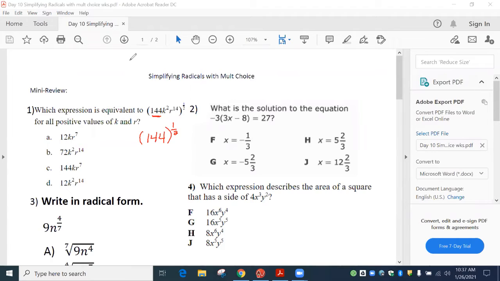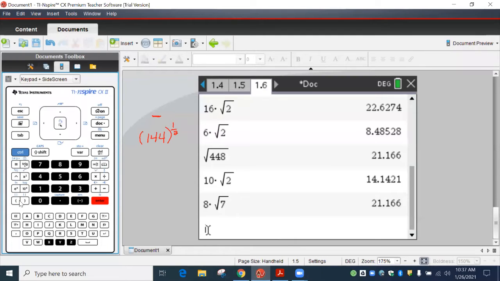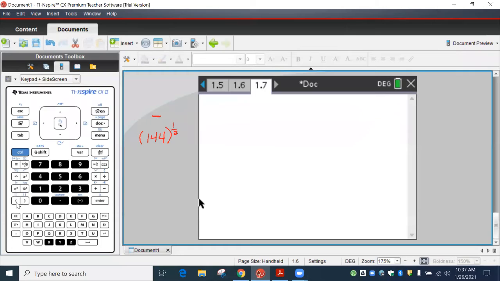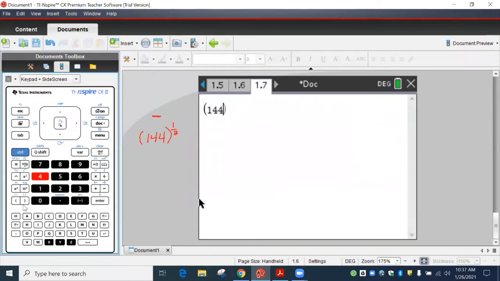So let's go see real quick. We're going to go plug this into our calculator. So we're going to go to our calculator. Now I'm going to start all over. So go to regular calculator. We're going to go parentheses 144, close parentheses, hit your exponent, and then control divide. So we got 1/2. So if you can type that into the calculator, then you've taken care of your big number.